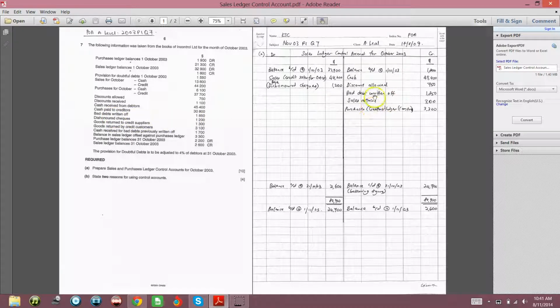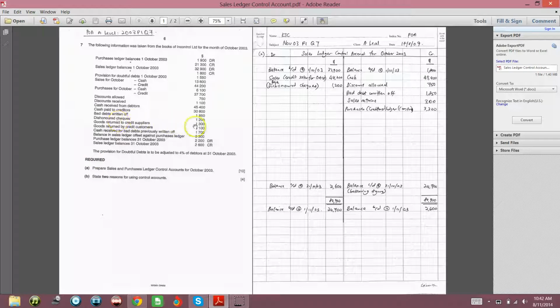Okay, bad debt written off 1850. Bad debt written off, so I'll put it on the credit side because I am treating it as if this debt cannot be collected already. So that means I'm actually writing off against the debtors account. I treat it as if you never owed me before, so reduce it from the debtors balance. So I put it on the credit side. Bad debt written off 1850.